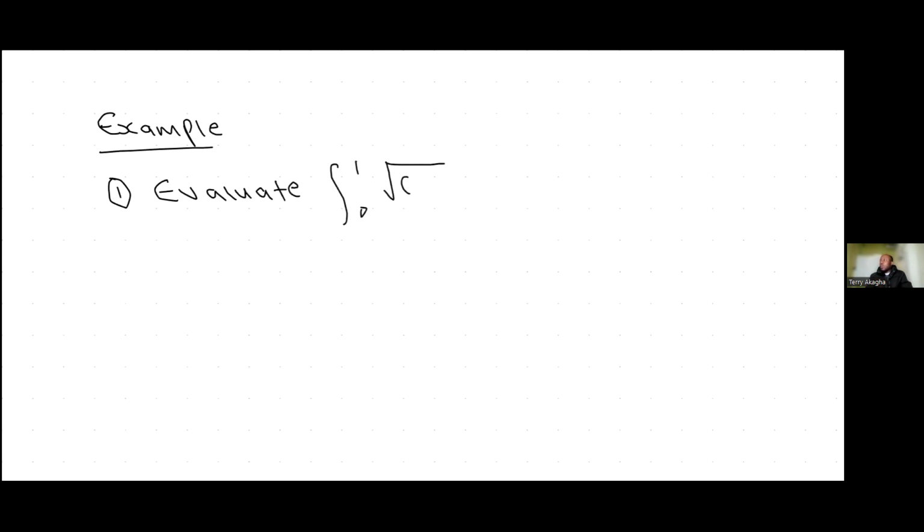Let's do this. Let's pick just one example to explain the concept. Let's assume we are told, question 1: evaluate, between 1 and 0, the square root of 3x plus 1, using 4 strips. Now, we can solve this question.